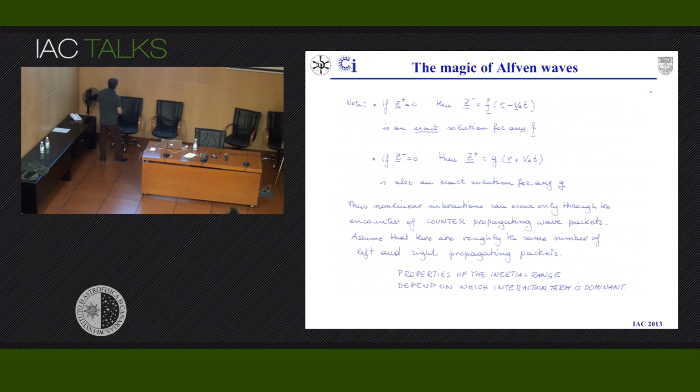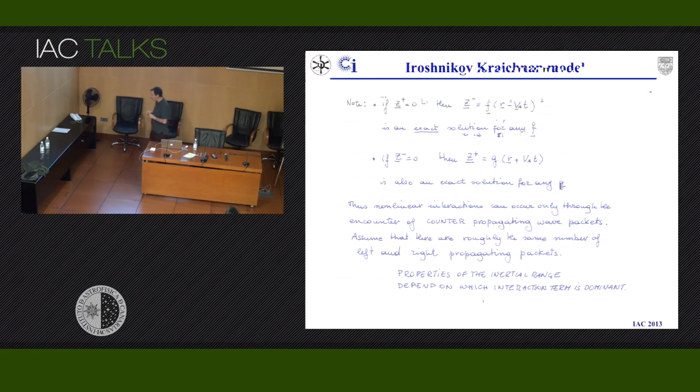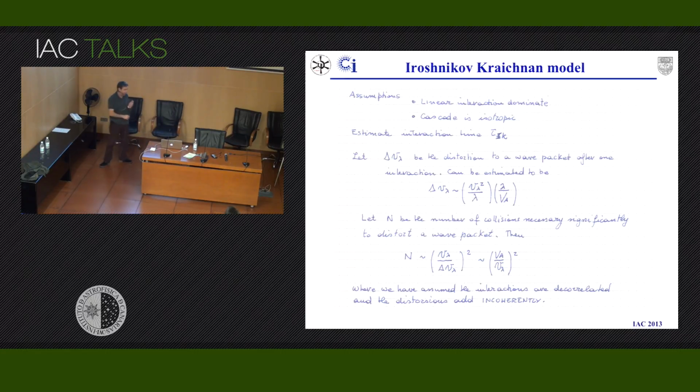All right, so the property of the inertial range depends on who dominates on what. Wow, I'm running out of time. So let me show you the original theory of the stuff, which is due to Iroshnikov and Kraichnan. They wrote it in the mid-60s, in complete analogy with what was going on with Kolmogorov turbulence. They knew perfectly well Kolmogorov theory, and they said, let's do the same thing to MHD, see what we get. And so, of course, the first thing they assumed is that the linear interactions dominate and the cascade is isotropic. Is that a good idea? Who knows? But that's what they assumed, an isotropic cascade.